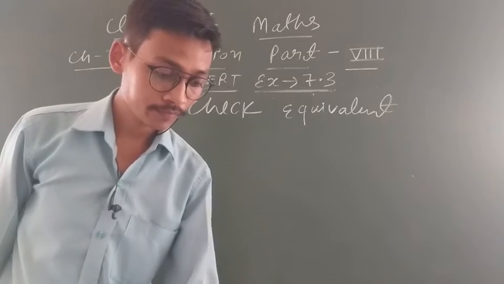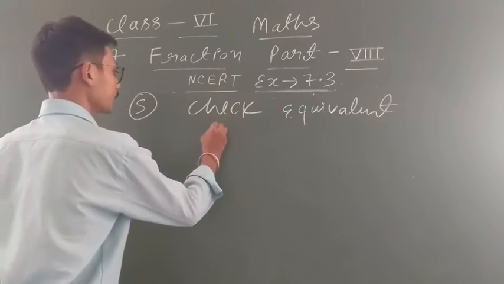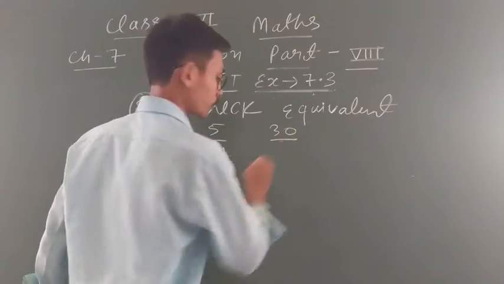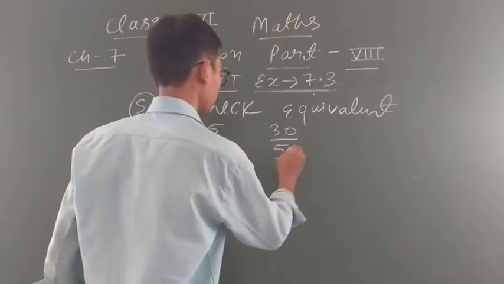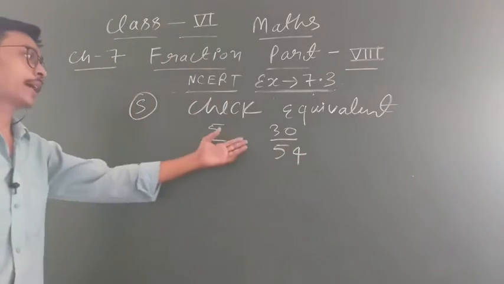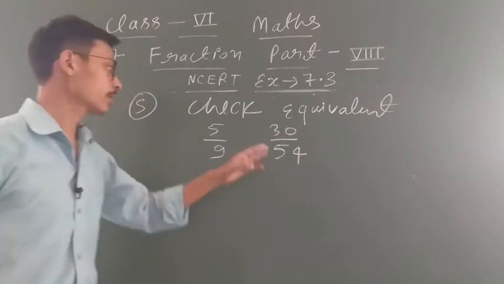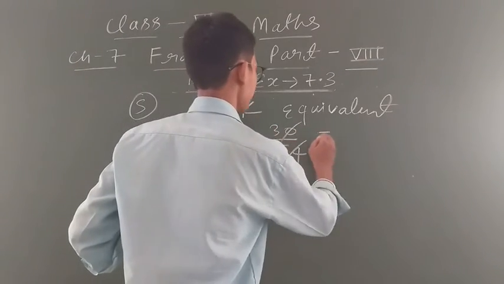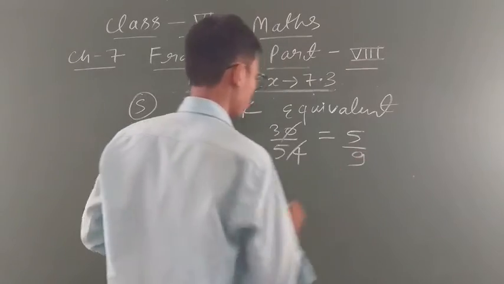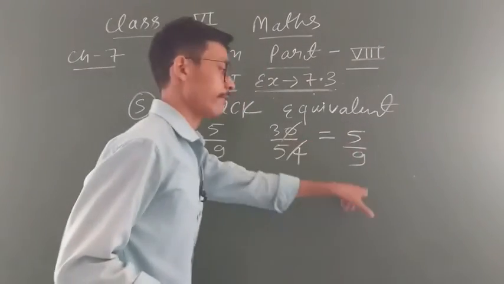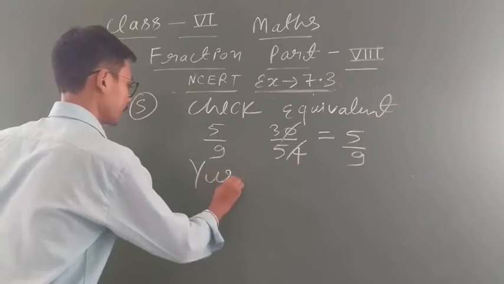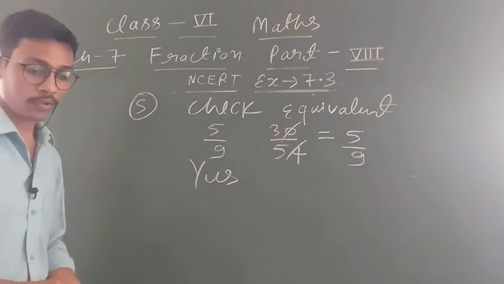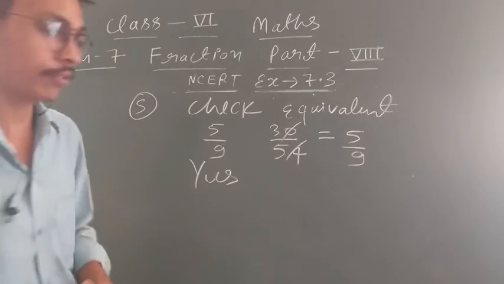Okay, student. So see, it is given 5 upon 9 and 30 upon 54. So either you can do the cross multiplication, student, or you can try to reduce. So 5 upon 9 you cannot reduce, student, you can reduce this one. 6 fives are 30, 6 nines are 54. So you will get 5 upon 9 and 5 upon 9. You will write down yes, they are equivalent. Easily you can find out. Okay, student? So by this way you will find out whether they are equivalent or not.